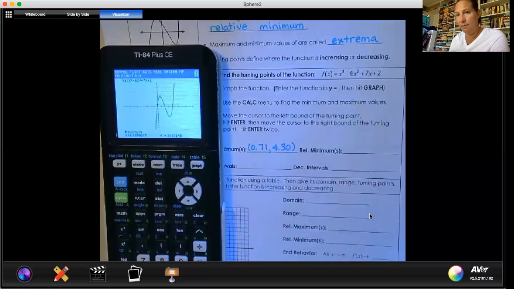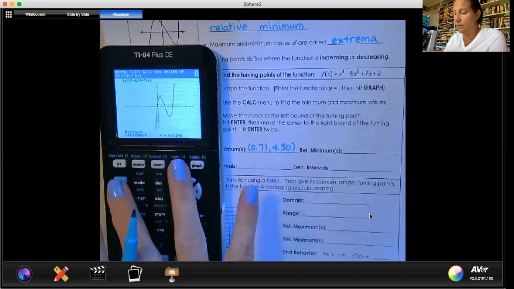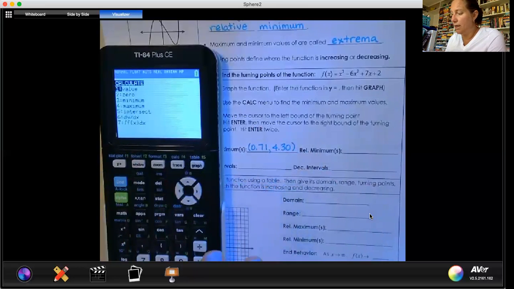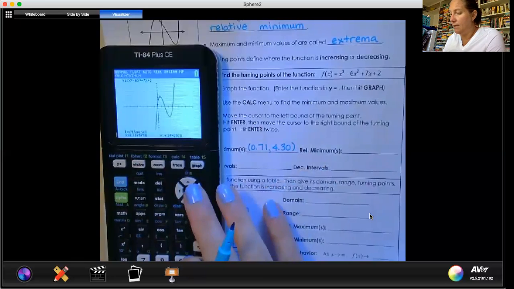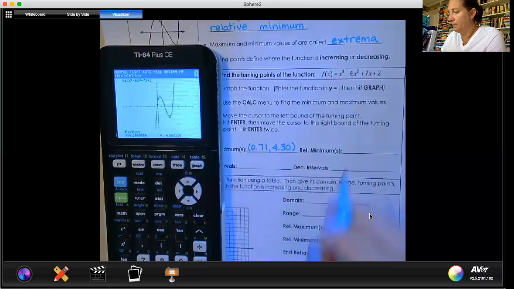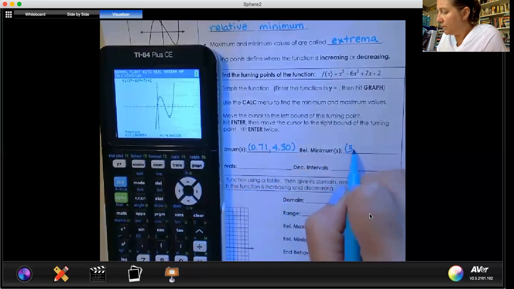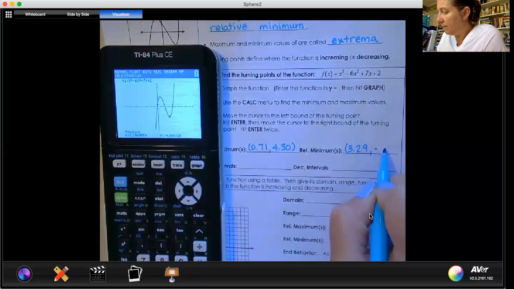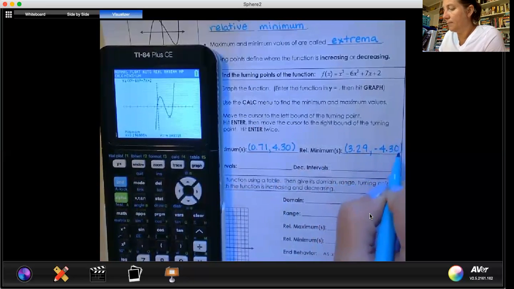Now we're going to do the same thing for the minimum, but we're going to choose the minimum option. So second trace 3, I need to be left of the minimum, hit enter. I need to be right of the minimum, hit enter, enter. And I get 3.29, negative 4.30.